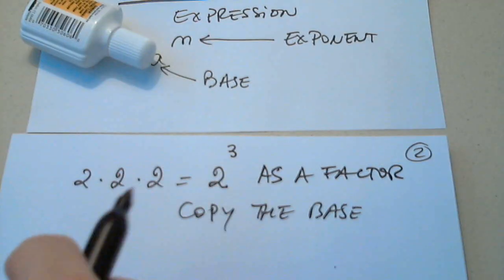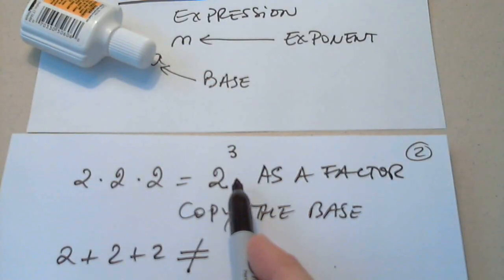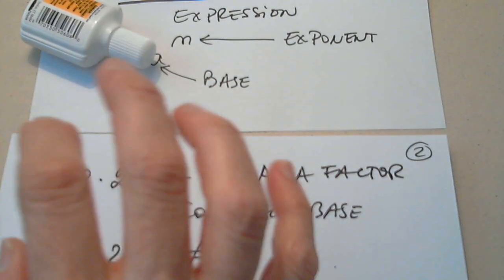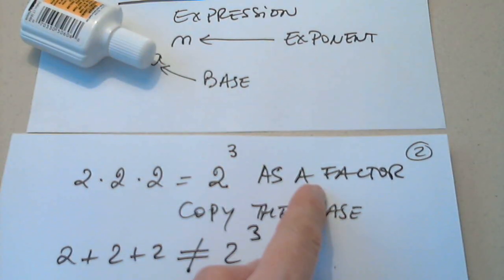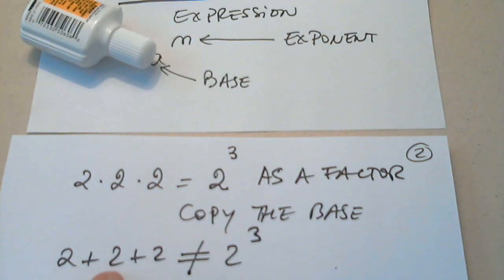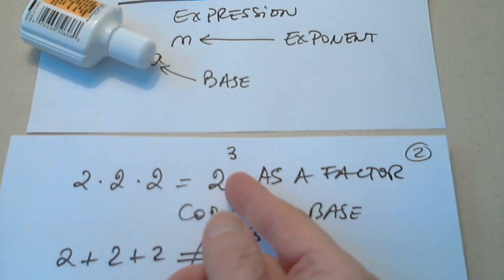This cannot be confused with 2 plus 2 plus 2. This is not 2 to the third. So they all have to be factors. If they're not factors, you cannot write an exponential notation. This is 2 plus 2 plus 2, which is 6. It has nothing to do with this exponential notation.